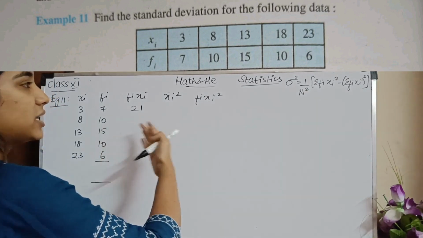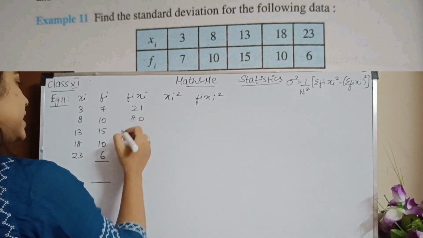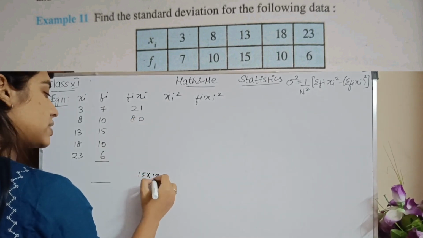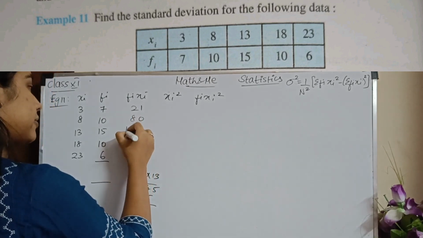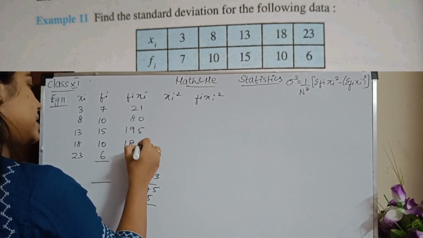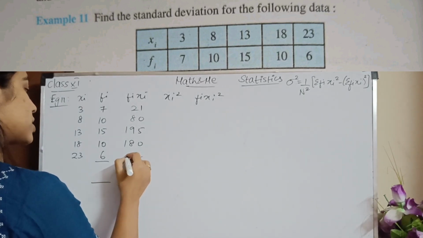It is enough if you find these 3 columns and you can simply substitute it. Okay. 7 3s are 21, 8 0 is 15 into 13 is 195. 5 3s are 15, 1 3 1s are 3, 4, 195. Then 180. What is 23 into 6? 6 3s are 18, 1 carry over. 6 2s are 12, 13.